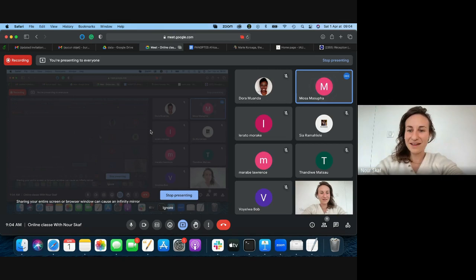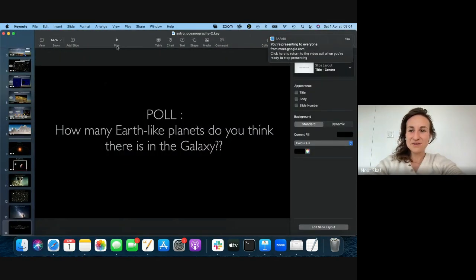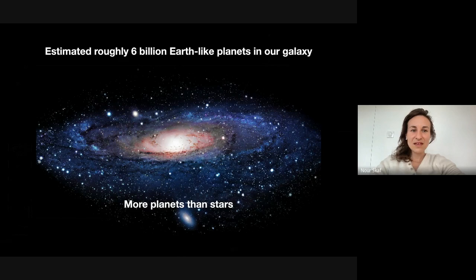All right, maybe I will give the answer. So we stay on the Milky Way galaxy. Here is an image of the Andromeda galaxy. And the question is, how many Earth-like planets are there in our galaxy? So imagine the galaxy has between 100 billion and 200 billion stars. And we know there are at least 4 times more planets than stars.